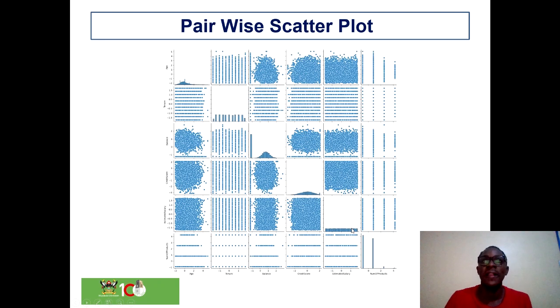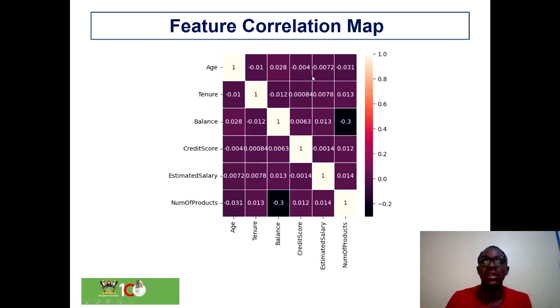So we did a pairwise scatter plot to do some assessment of the feature independence, and from the scatter plots we see that there's no particular feature that is correlating with any other feature, which is a good sign in terms of the importance of each of these features.